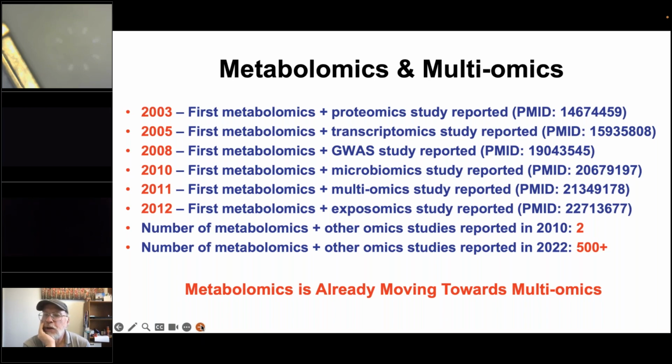So there's been a trend over the last 20 years as more and more omic studies are being combined with metabolomics. As far back as 2010, there were just 2 multi-omic studies. Today, if you look through PubMed, you'll find more than 500 metabolomics plus other omic studies being reported. So there's a clear trend, and it's not only in terms of combining other omic studies, but it's also the fact that metabolomics is being used as a vehicle towards moving people towards the field of multi-omics.